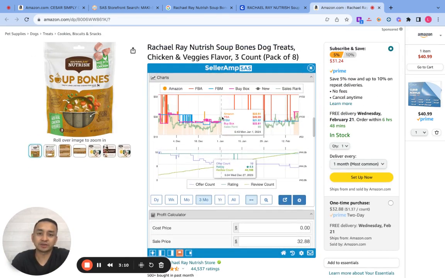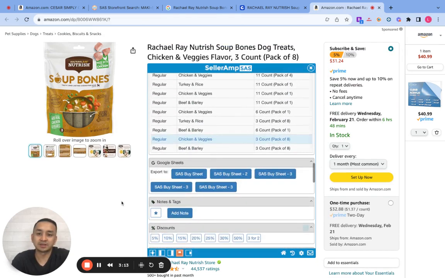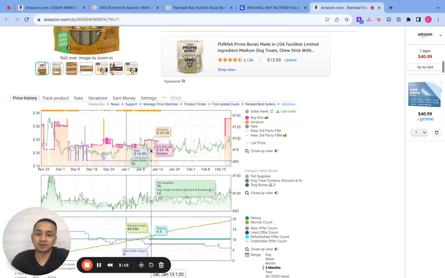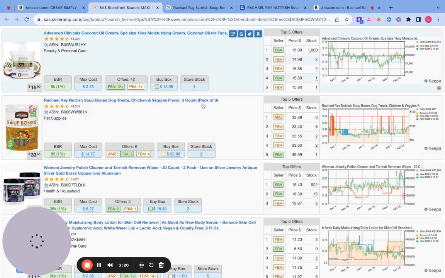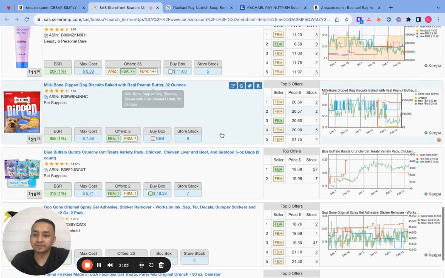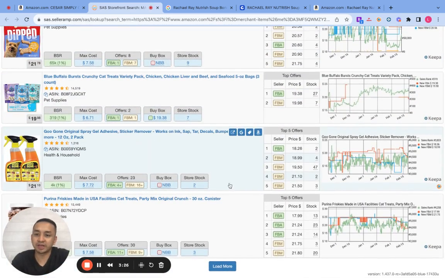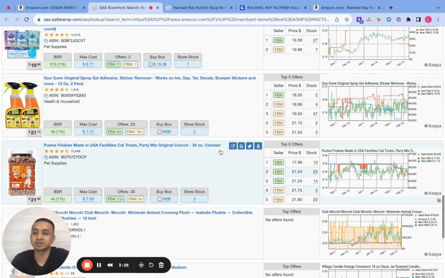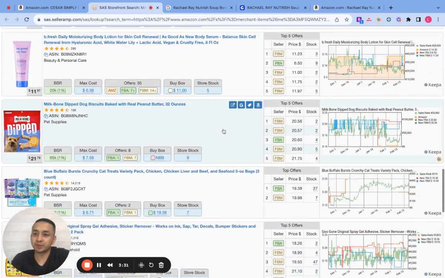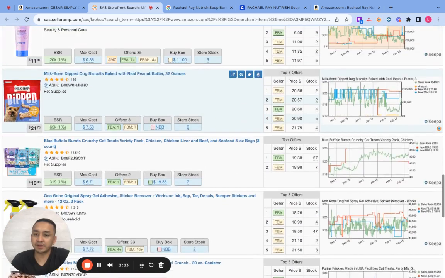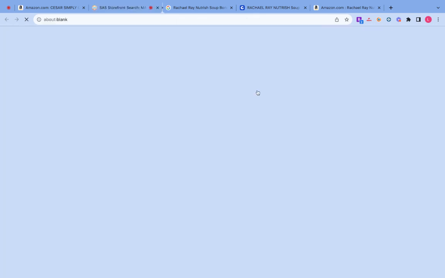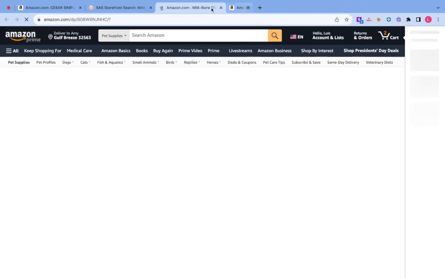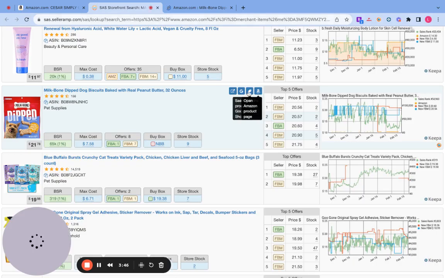And it's low because Amazon's on the listing. That makes sense. Yeah, Amazon's on the listing, so yes, makes sense. Okay. Next one. So again, we're looking for products that have a maximum cost of at least $10. But a lot of these products have a maximum cost of less than 10. So I'll try this one. This one's close. So this one has a maximum cost of $7.58. This would work.